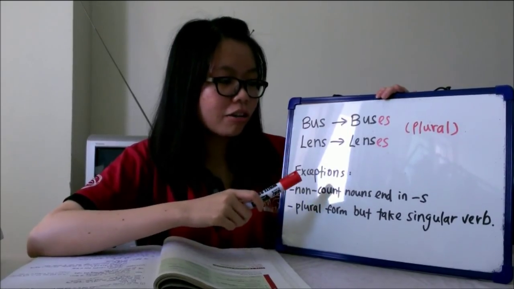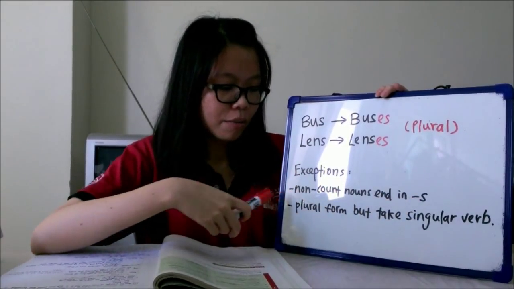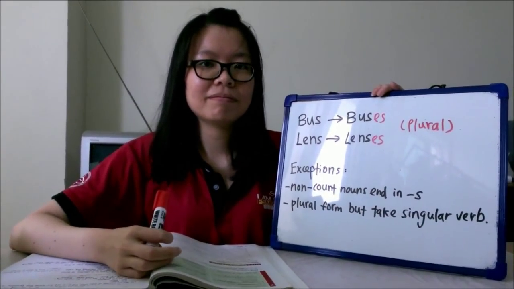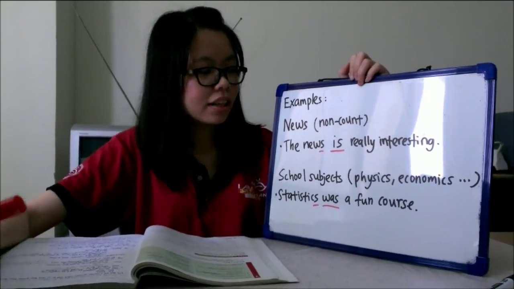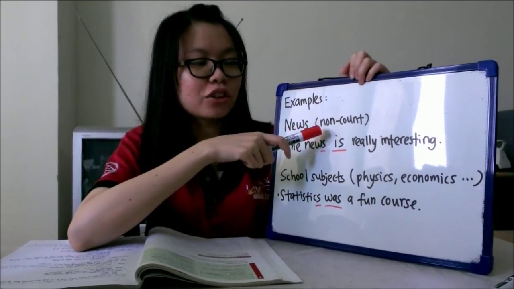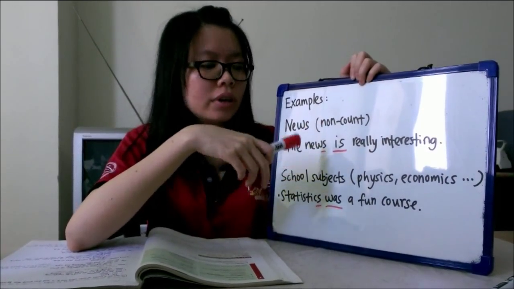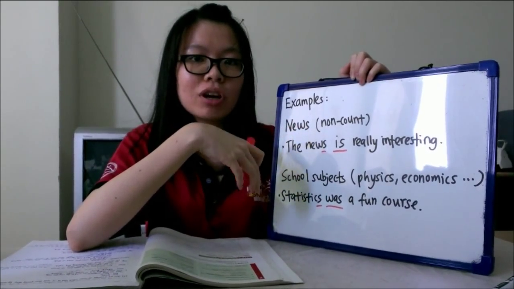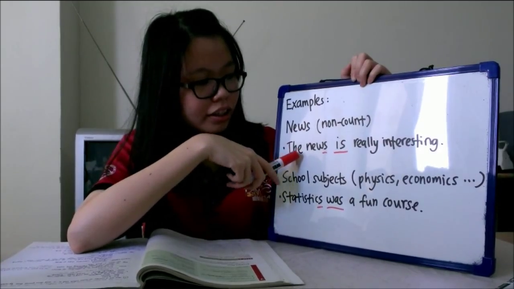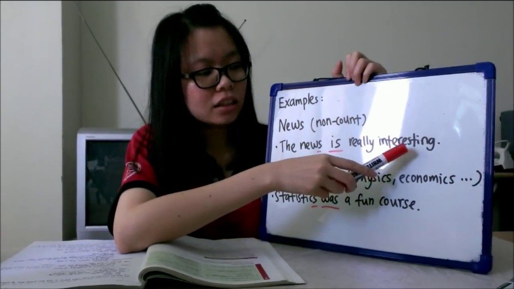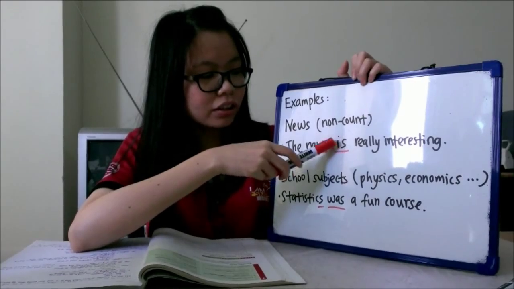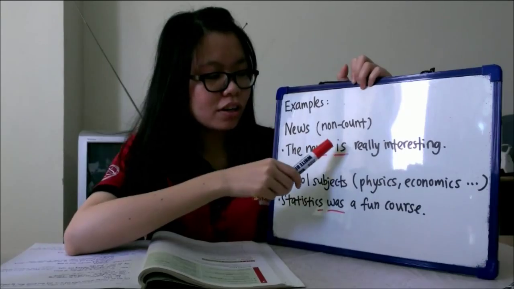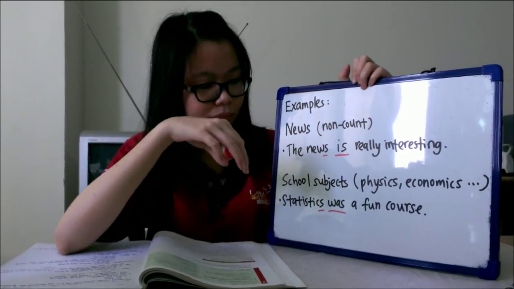There are a few non-count nouns that end in s. They are in plural form, but they will take a singular verb. For example, news. News is a non-count noun, but even though it ends in s, we always take it as singular. The news is really interesting. In this sentence, even though news ends in s, we use is, because this is a singular word.